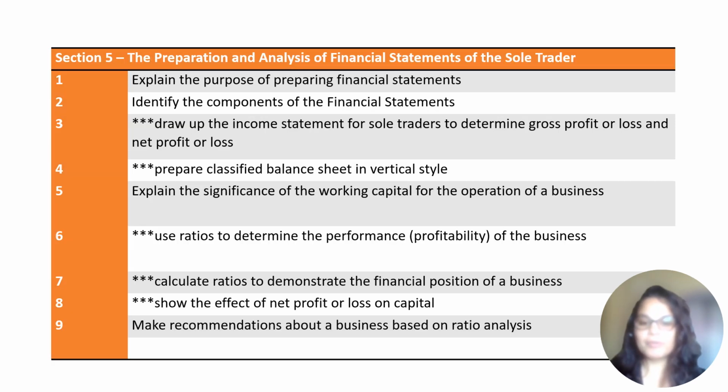Section 5, the preparation and analysis of financial statements of a sole trader. You must be able to draw up an income statement for a sole trader to determine whether there is a gross profit or loss and whether there is a net profit or loss. So you must know the construction of an income statement, prepare a classified balance sheet in a vertical style, use ratios to determine the performance and profitability of the business, calculate ratios to demonstrate the financial position of a business, and show the effect of the net profit or loss on capital.